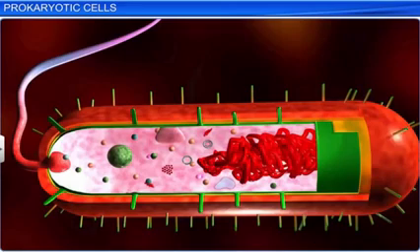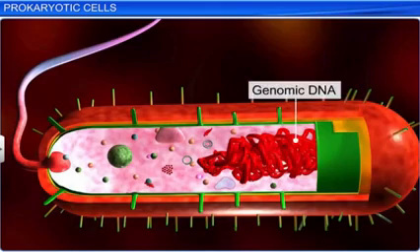the inside is filled with cytoplasm that hosts the genomic DNA, a single chromosome made up of circular DNA. Many prokaryotes also have small circular DNA called plasmids outside their genomic DNA, which confer unique phenotypic characteristics such as resistance to antibiotics.